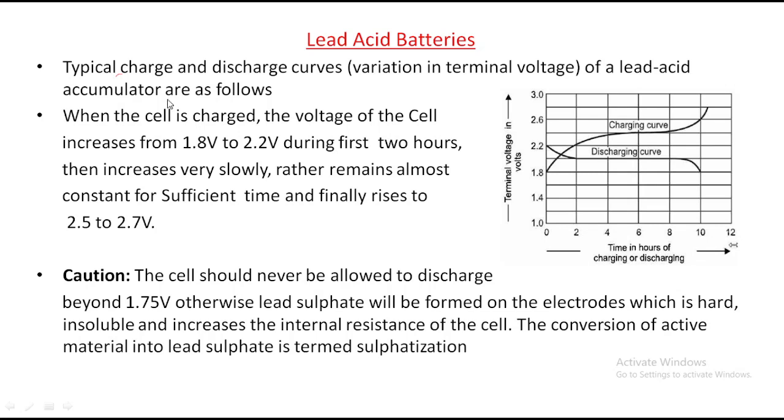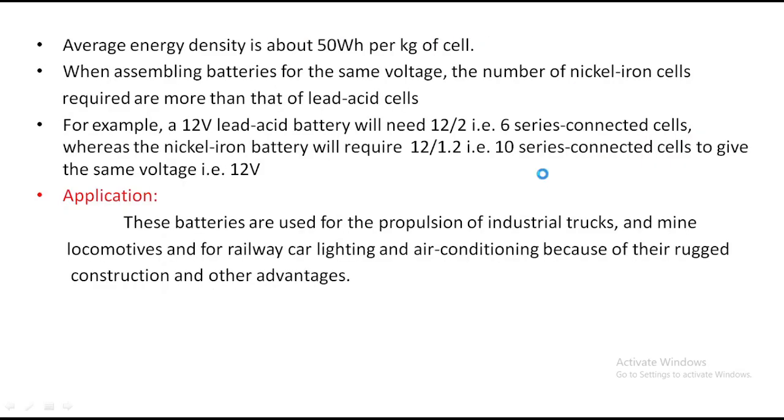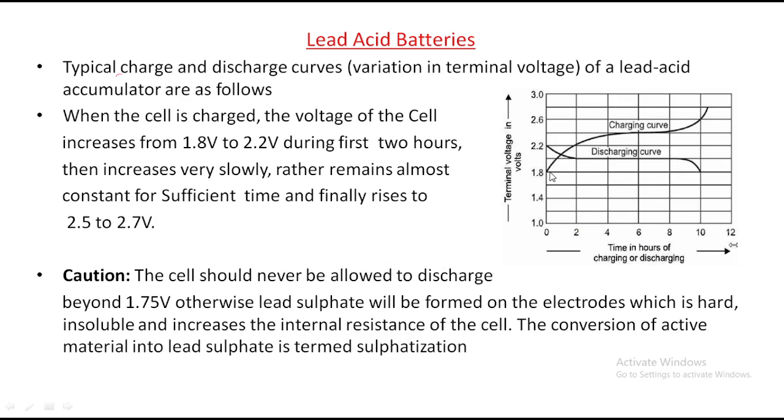Generally, when the cell is charged, the voltage of the cell increases from 1.8 volts to 2.2 volts. Generally the cell is 1.8 volts. When it is charged, the voltage starts from 1.8 and increases to a maximum voltage of 2.2 during the first 2 hours.